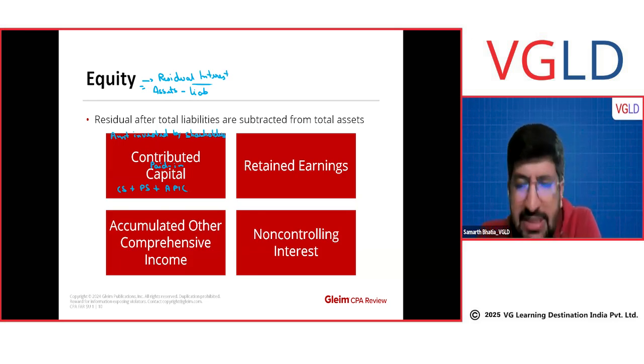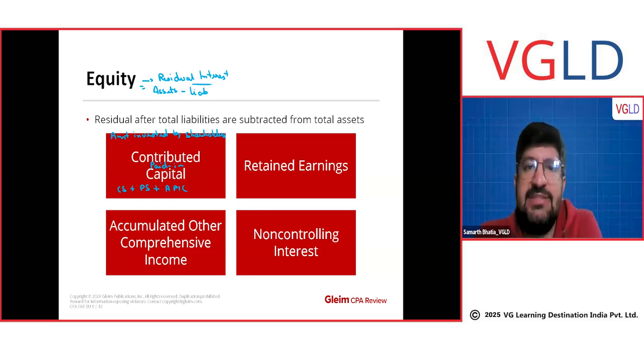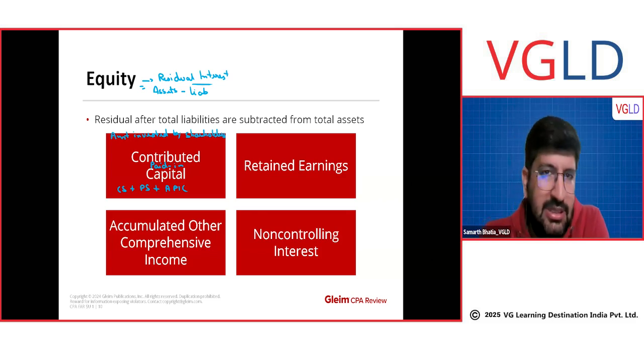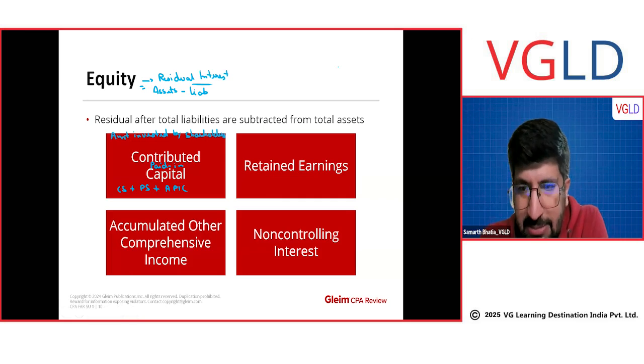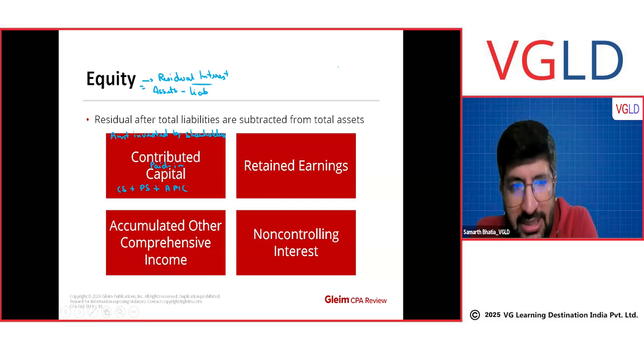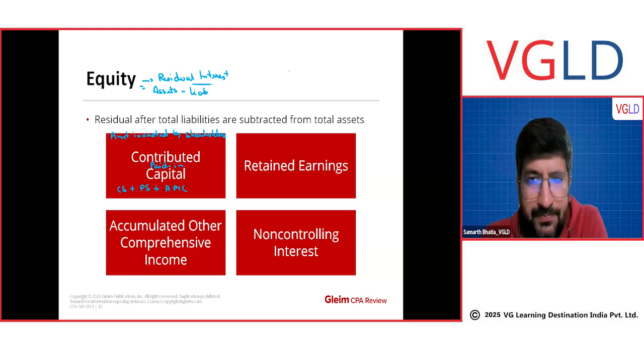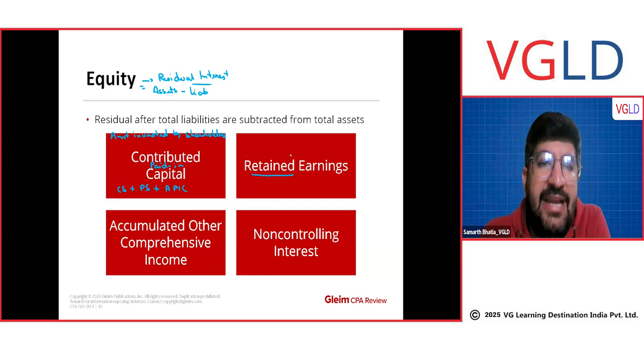Contributed capital. What is retained earnings? The part of the profits that is being retained by the company, the part of the profits that is not distributed to the owners, is considered as part of retained earnings. So retained earnings, by the name itself, is the part of the profits retained, meaning not distributed to the owners.